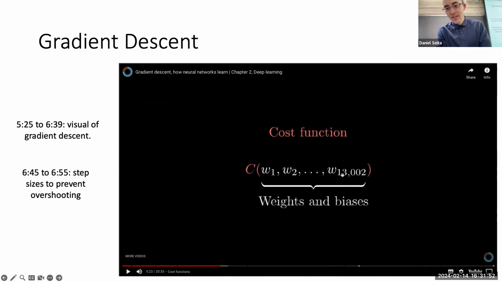Yeah, he used 13,002 just to make a point about how big the number can be. But this is actually a pretty small number, by the way. And then this turns into a single input vector. Then you have some cost function, and then this is the true minimum that we ideally want our value to go to.